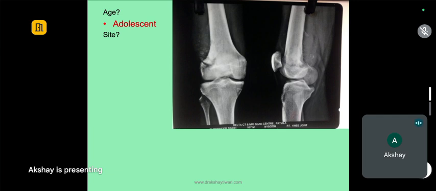Okay. So it's a permeative lesion, a wide zone of transition, with bony destruction, with a sunburst kind of periosteal reaction and soft tissue mass, okay. Probably an osteosarcoma.